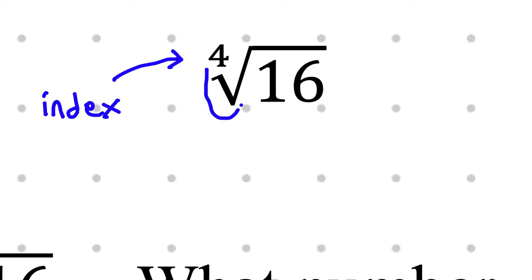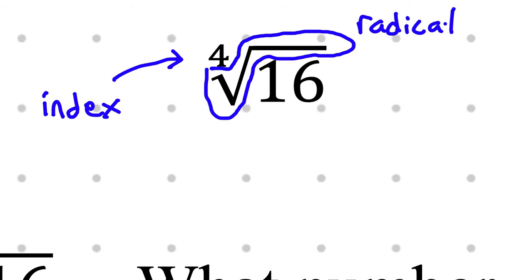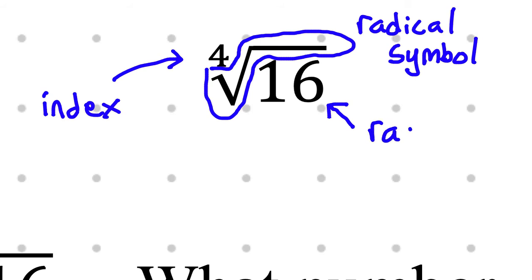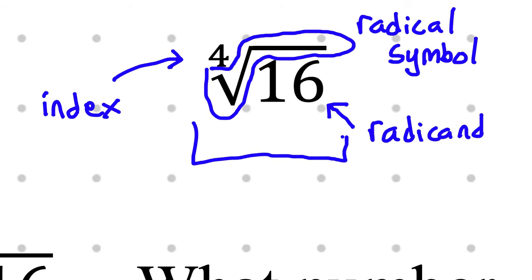This symbol right here, if I can circle just that symbol, that is called the radical symbol. Radical, man. Radical symbol. The thing on the inside is called a radicand. And all together, the whole thing is called just a radical.